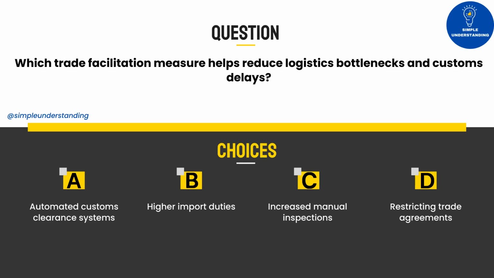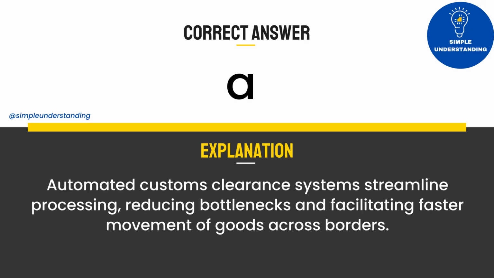10. Which trade facilitation measure helps reduce logistics bottlenecks and customs delays? A. Automated customs clearance systems. B. Higher import duties. C. Increased manual inspections. D. Restricting trade agreements. Correct answer: A. Automated customs clearance systems. Explanation: automated customs clearance systems streamline processing, reducing bottlenecks and facilitating faster movement of goods across borders.